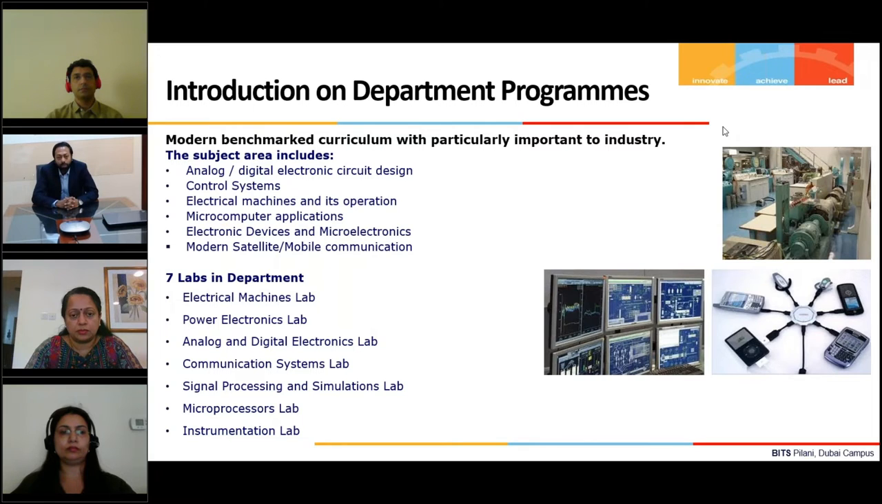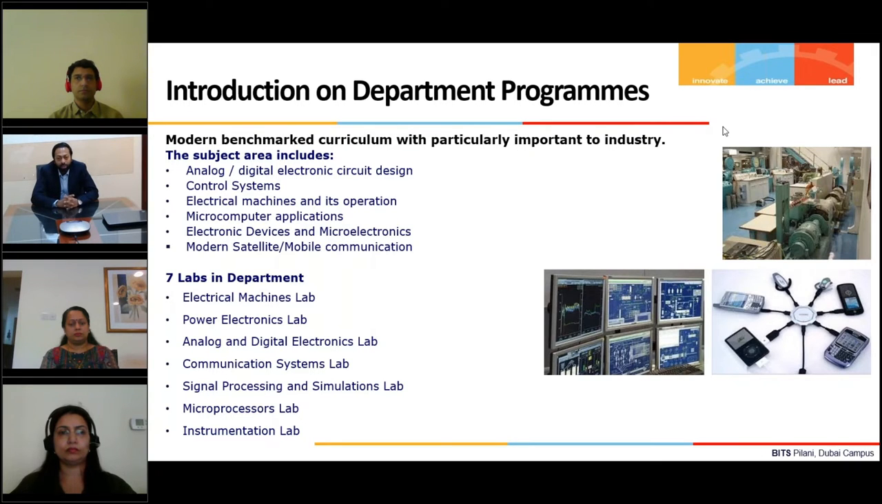And we have microcomputer application subjects, which is nothing but VLSI, that is, very large scale integration methods. We emphasize electronic device development and microelectronic specialization. To be specific on the communication part of the engineering, we have specialized subjects which deal with the design, modulation, and implementation of how to develop modern satellite technologies and mobile technologies. This is the gist of the core subjects that we offer in the 3 years of the program, in addition to the electives I have mentioned, which meet the industry standards.